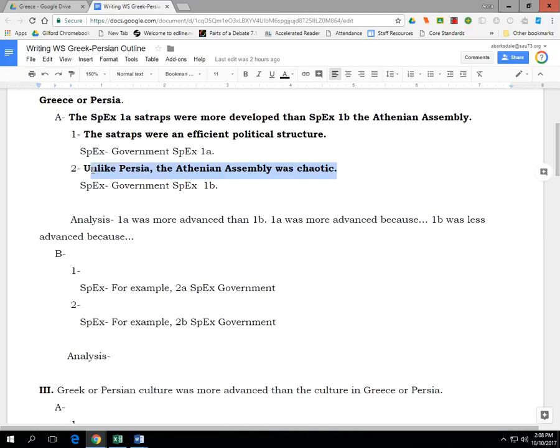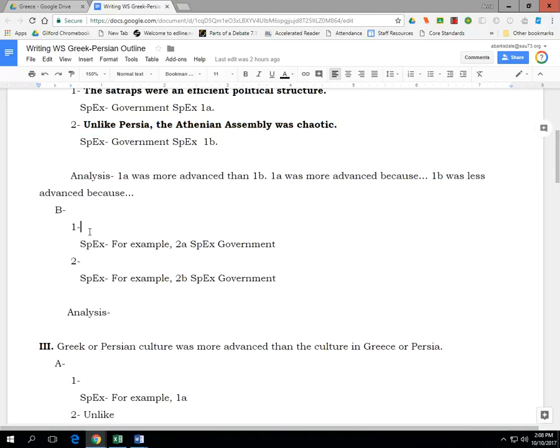So you're going to notice that my 1 connects to the first part of my analysis, which explains why the specs advanced, and my 2 connects to the analysis that explains why the other side is not advanced. And I'm going to do the same pattern for my 1s and 2s under B, once again looking at the analysis as a way to come up with a way to introduce and connect the 2.